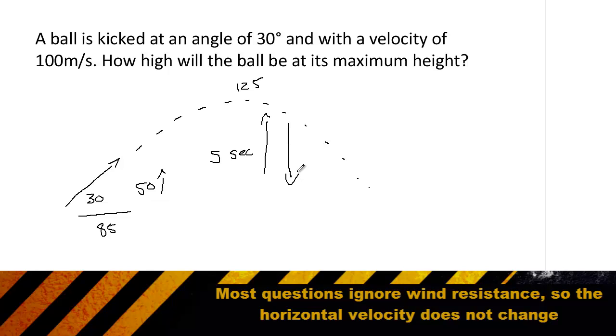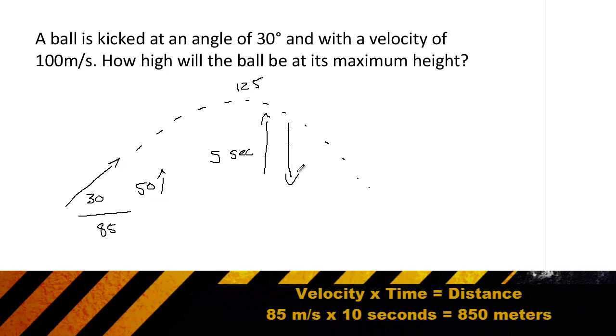Now the question could have asked us, what will be the total horizontal distance of this ball as it travels? We know gravity changes the vertical velocity. The question is, how does gravity affect the 85, or the horizontal velocity? The answer is, it doesn't. So the 85, ignoring wind resistance, and again, most problems on the MCAT will ignore wind resistance, the 85 will stay constant throughout the flight of the ball. We just need to know, how long will this ball stay in the air? Well, 5 seconds on the way up, 5 seconds on the way down. This ball will stay in the air for a total of 10 seconds.